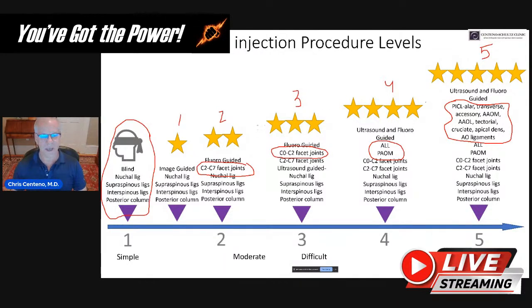So obviously, if you've got a simple posterior procedure, but you've got an anterior problem, it's not going to help you very much. Or if you've got a bad 0-1 facet that has arthritis and it's complaining, and we get rid of the instability with a level 1 or 2 procedure, but no one actually ever injects that facet, you're still going to have symptoms because the symptoms are being generated by that facet. And no one that does a level 1 or 2 procedure is capable of injecting that facet. So now you get some idea of what that looks like.